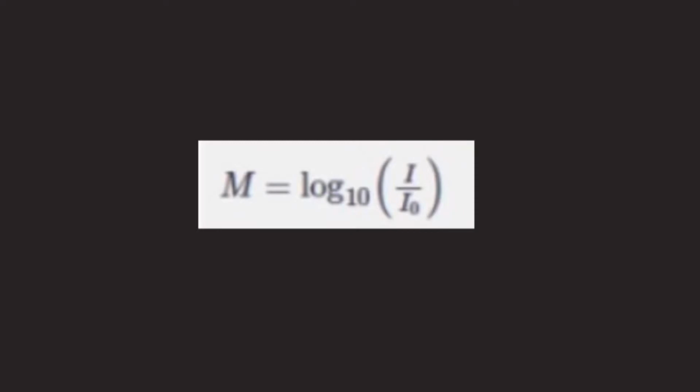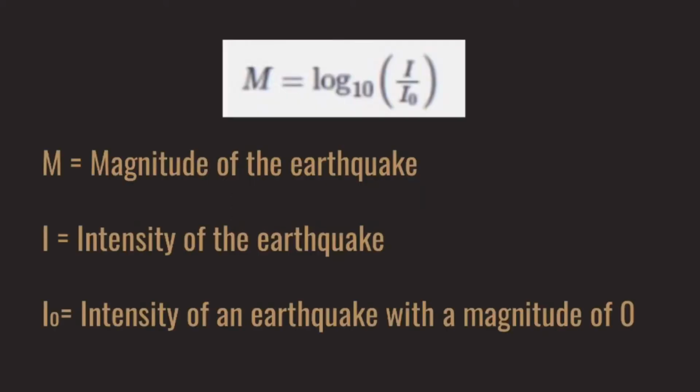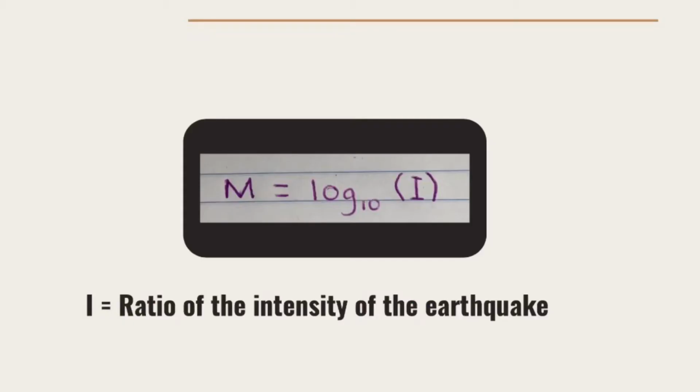An equation that can be used to model the scenario would be m equals log I over I0, or I naught. M represents the magnitude of the earthquake, I represents the intensity of the earthquake, and I0 represents the intensity of an earthquake with a magnitude of 0. A simplified version of this equation is m equals log I. The I represents the ratio of the intensity of the earthquake.